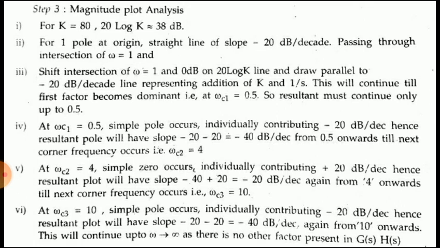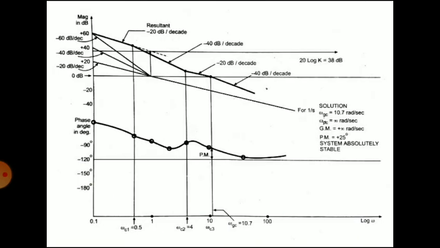Continue this line, the resultant of k and 1 upon s, up to omega c1 equal to 0.5 radian per second. You can see here 0.5 at the bottom, omega c1 is shown. The resultant of k and 1 upon s, the line at the top, is drawn at a slope of minus 20 dB per decade up to omega c1 equal to 0.5.